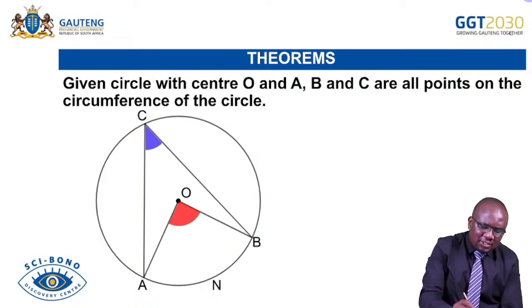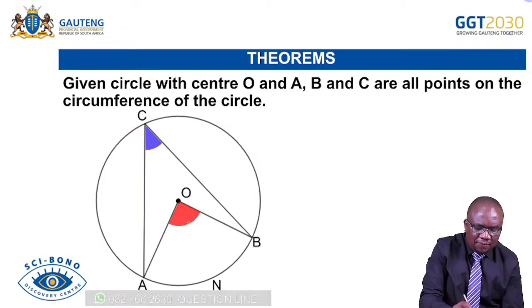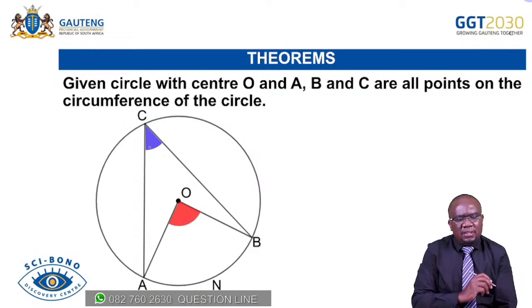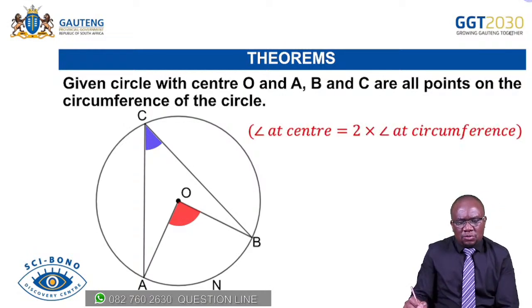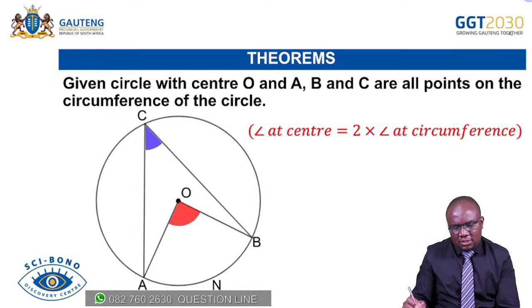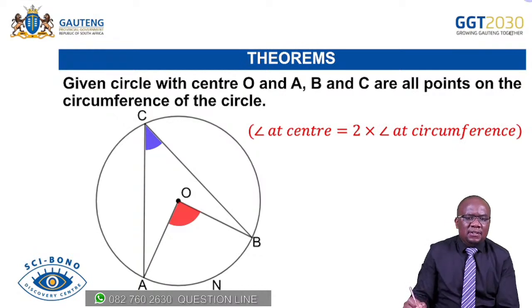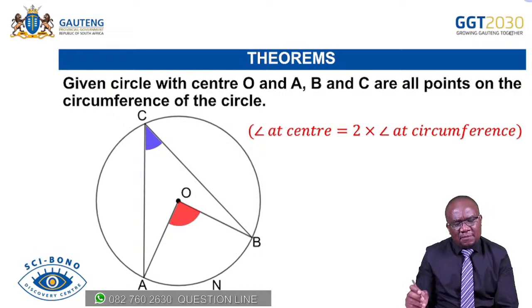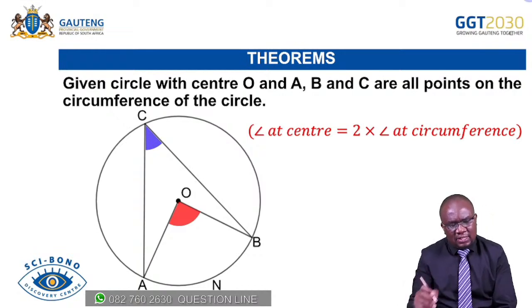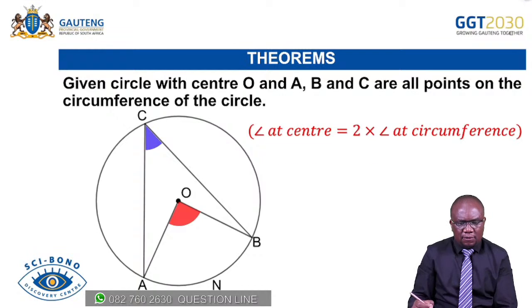So now we are going to say this red angle here is 2 times the blue angle. That's the theorem. Okay, so angle at the center is equal to 2 times the angle at the circumference. Angle subtended by the arc at the center is 2 times the angle subtended by the same arc at the circumference. Okay, please don't forget that.